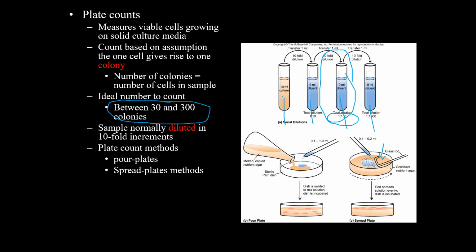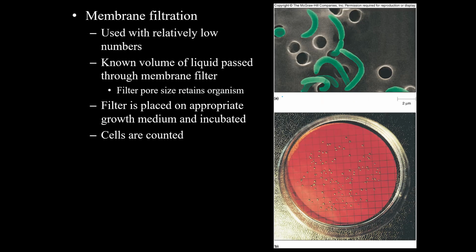So you count the colonies that are actually growing on the petri dish after you've done your serial dilutions. The limitation for this one is it only counts living cells, and you have to incubate before you can do your count, and incubation takes anywhere from 24 to 48 hours, so it's a slower process.